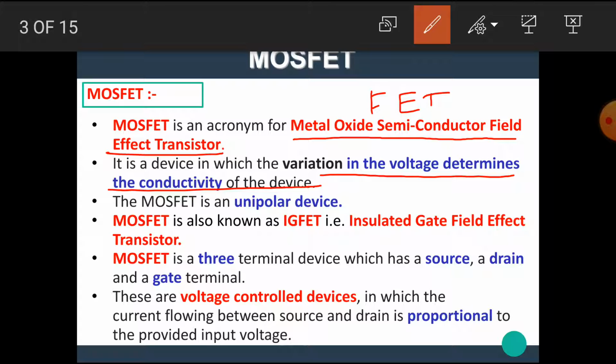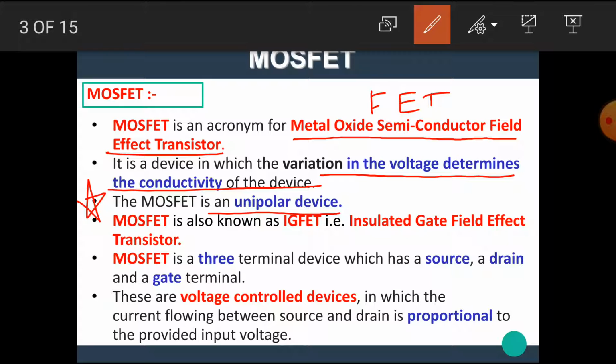The MOSFET is a unipolar device. This is a very important statement here, that MOSFET is a unipolar device. That means in MOSFET the current flows due to only holes or only electrons, while the BJT is called a bipolar device, because in BJT the current flows due to both holes and electrons. I hope you all get the basic difference between the unipolar device, that means MOSFET, and the bipolar device, BJT.